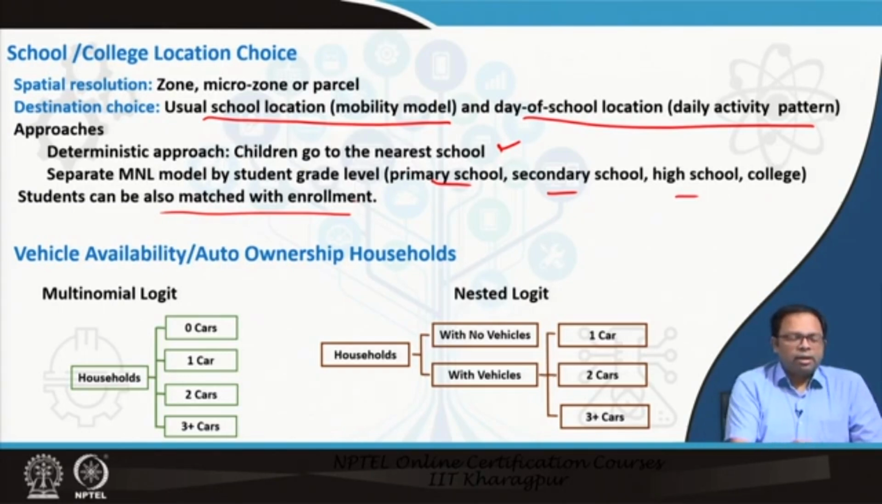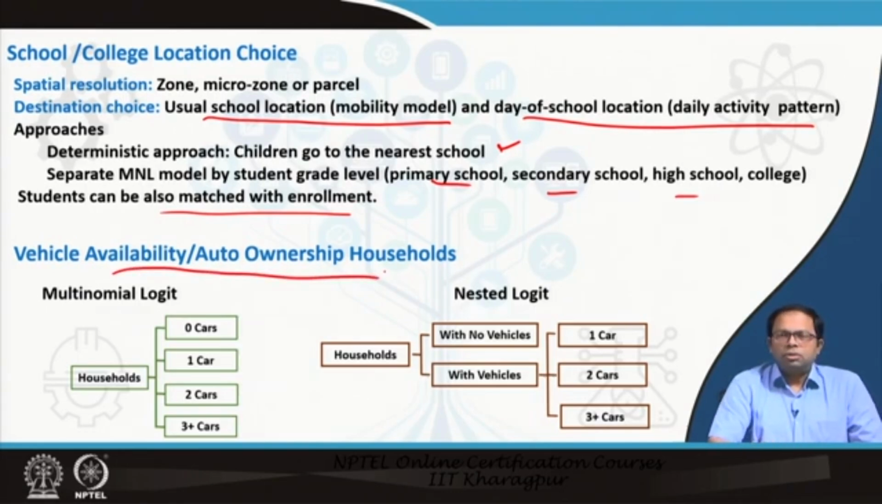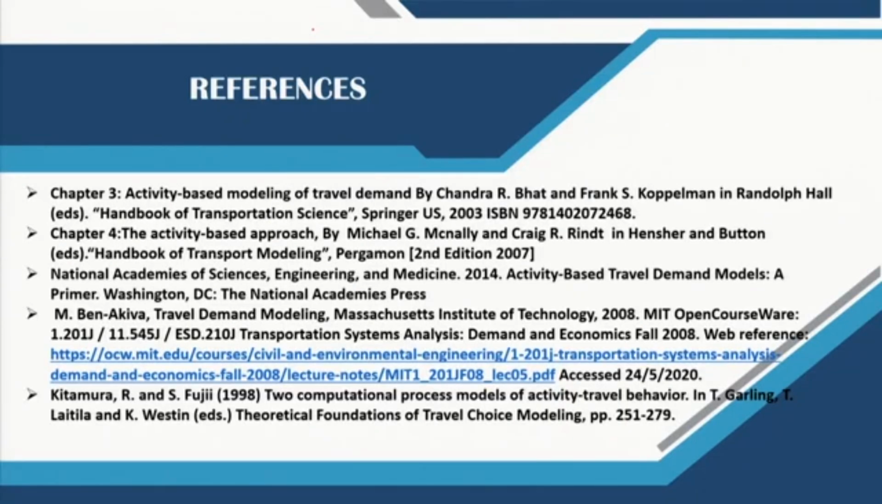Finally, we can also model vehicle availability, auto ownership per household. It could be a multinomial logit structure, like households having 0 cars, 1 car, 2 cars, 3 cars, or it could be a nested logit structure with households with no vehicles, households with vehicles, and vehicles again having a subnest, which is 1 car, 2 cars, 3 cars. So we can use nested logit approaches also to determine these long-term choices, like auto ownership, location choice for school, location choice for employment, and so on. These are some of the references you can study.